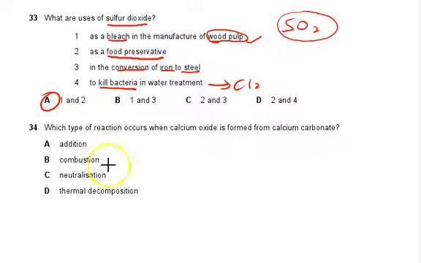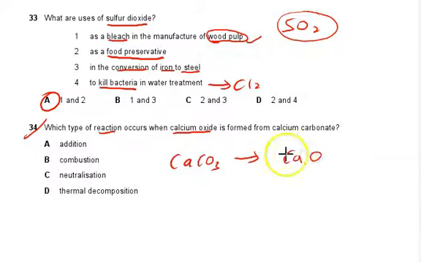Okay, 34. Which type of reaction occurs when calcium oxide is formed from calcium carbonate? So it's calcium carbonate to form calcium oxide. As I explained in the previous question, this one should be thermal decomposition. Okay, thermal decomposition, D.